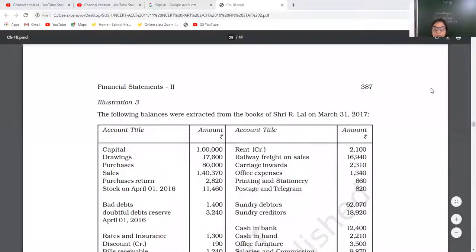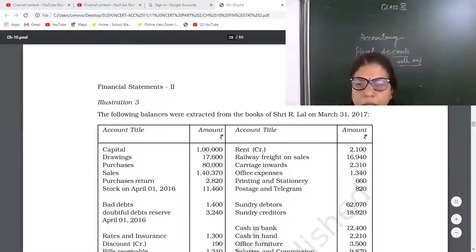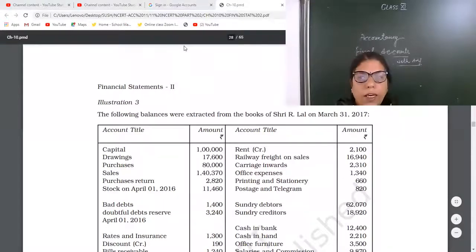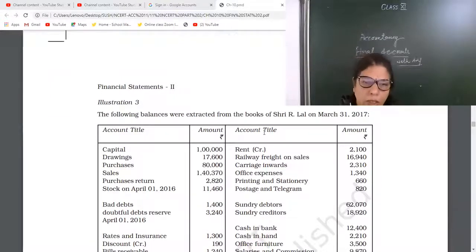You can check the NCERT page number 387. See the question on page number 387. The following balances were extracted from the books of Sri R. Lal on 31st March 2017. See the trial balance given in the question, and we have to do that question according to the given pattern, like first trading and P&L account and then balance sheet.